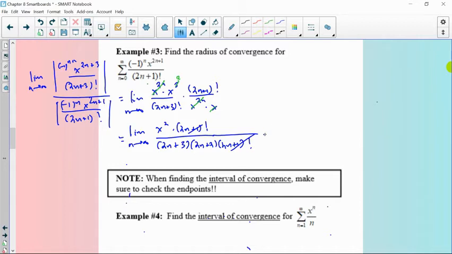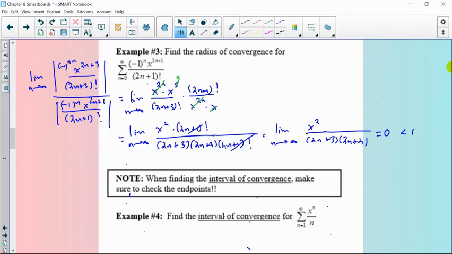So if I take a look, what do I have? I have the limit as n goes to infinity of x squared divided by 2n plus 3 times 2n plus 2. And the only part that has an n is the denominator, so that limit is going to go to 0. And since I used the ratio test, I know that as long as I'm less than 1, which 0 clearly is, then this is going to converge. So it doesn't really matter what value of x. This is going to converge for all x.